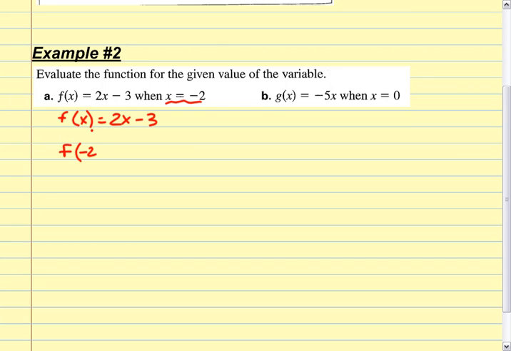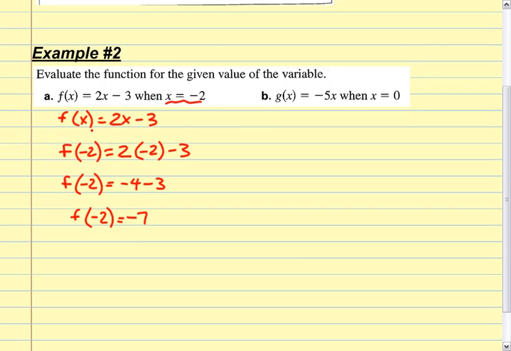f of -2. That does not mean f times -2, does it? It's just saying the function of -2 is 2 times -2 minus 3. The function of -2 now is -4 minus 3. Bella, finish it. The function of -2 is -7.